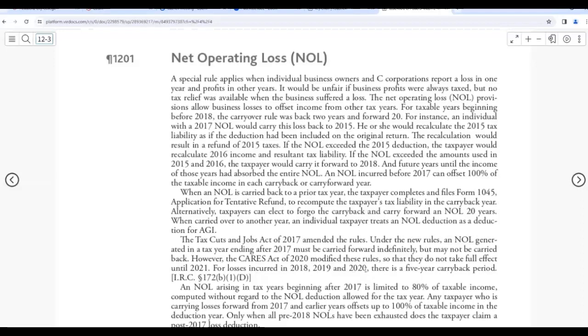So 2018, 19, 20, all of a sudden, they have a 5 year carryback period. We never had a 5 year carryback period. We had 2 years back, 20 forward. Then they said, no back, all forward. Then they said, 2018, 19, 20, 5 years back. And then forward.